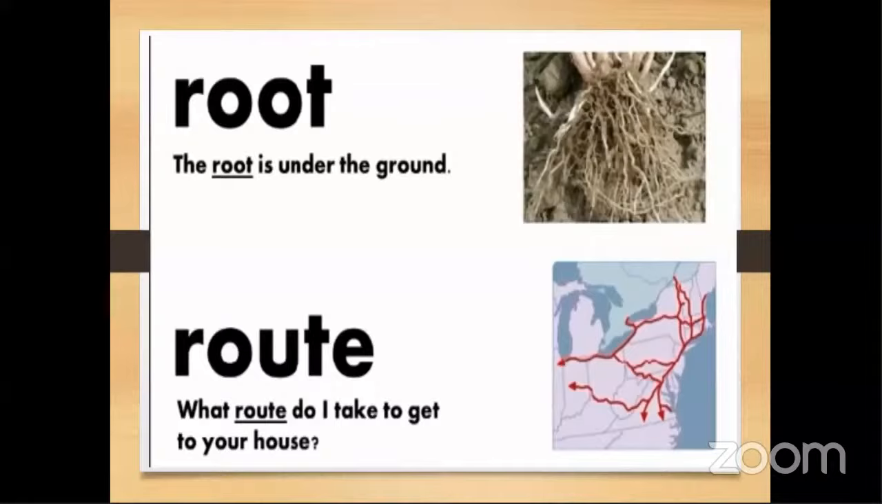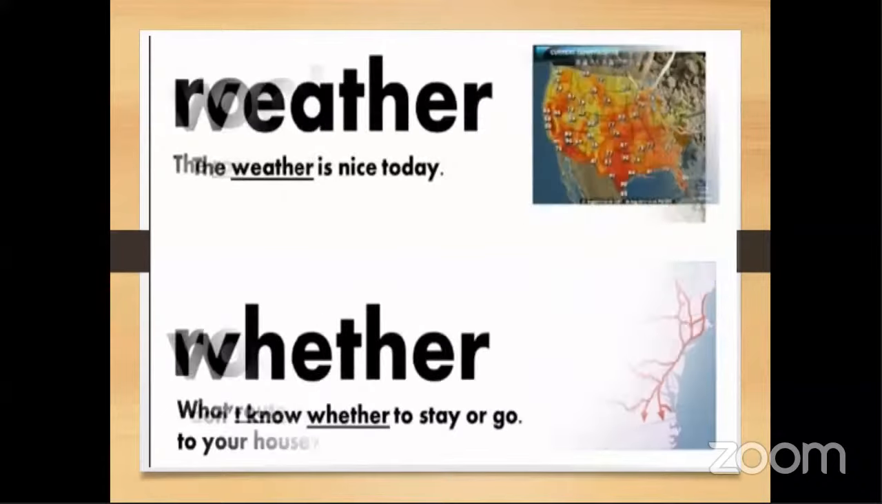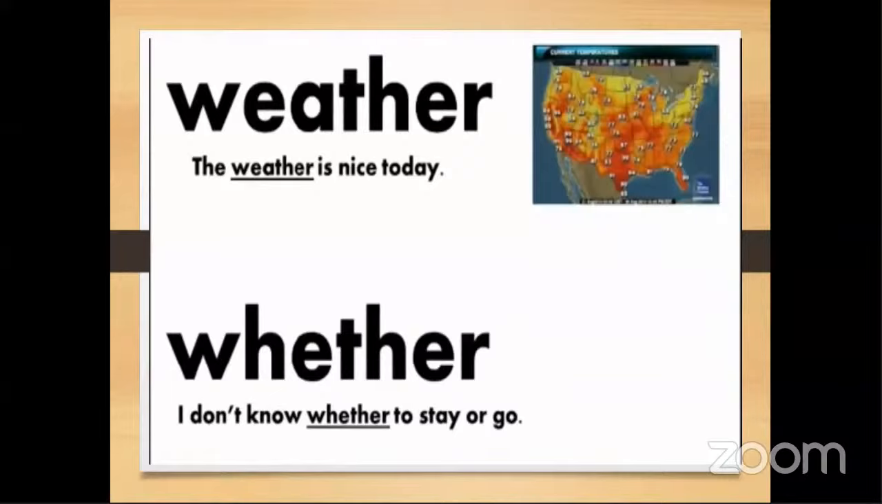Okay, and next one is the map. What route do I take to get to your house? One at a time. Now this, what route do I take to go to your house? Next is about the weather. The weather is nice today. And I don't know whether to stay or to go. Now this also sounds the same. Weather. Now this whether is W-H-E-T-H-E-R. Now weather.